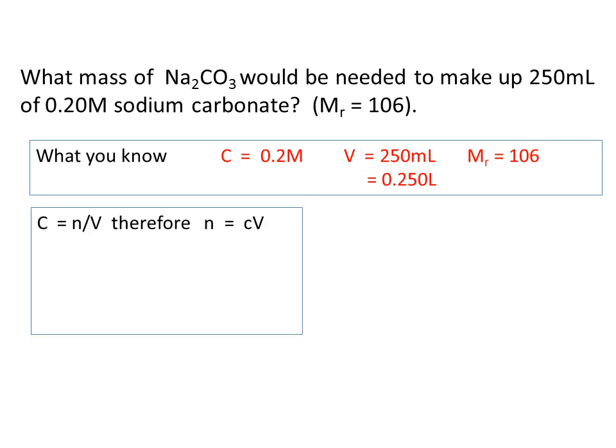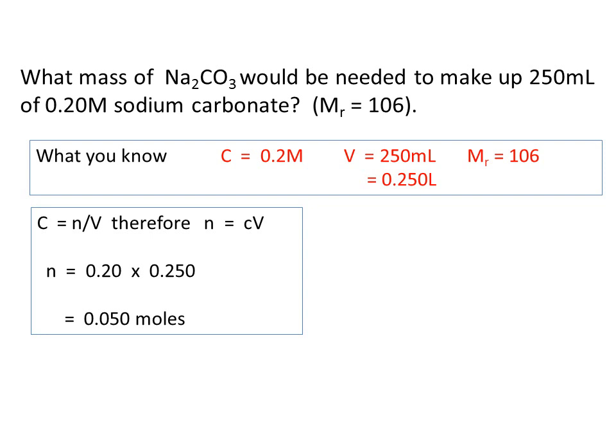So if we have a look at the formula, we know that concentration is equal to the number of moles divided by the volume, so we can turn that formula around to get number of moles as the subject of the formula, and that just means that we multiply the concentration by the volume to give us our number of moles. So in this case, we've got our 0.2, which is our concentration, multiplied by our volume, which is 0.25. And when we do that, we get 0.05 moles of our sodium carbonate.